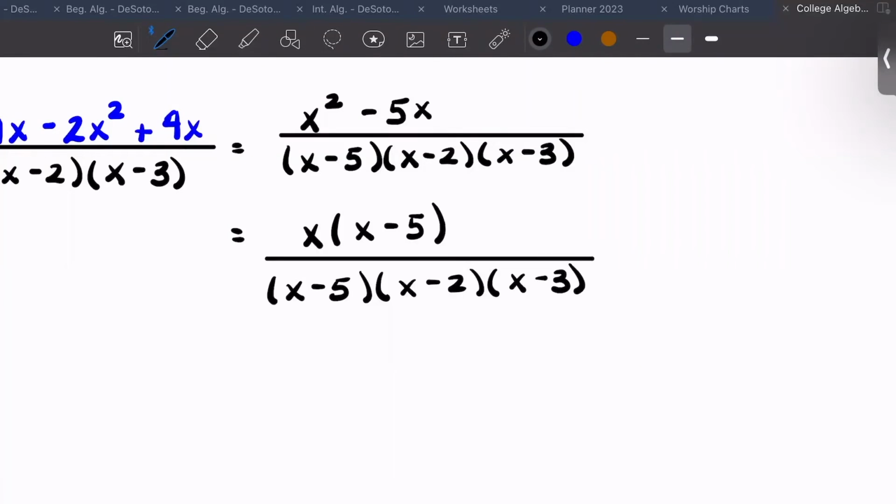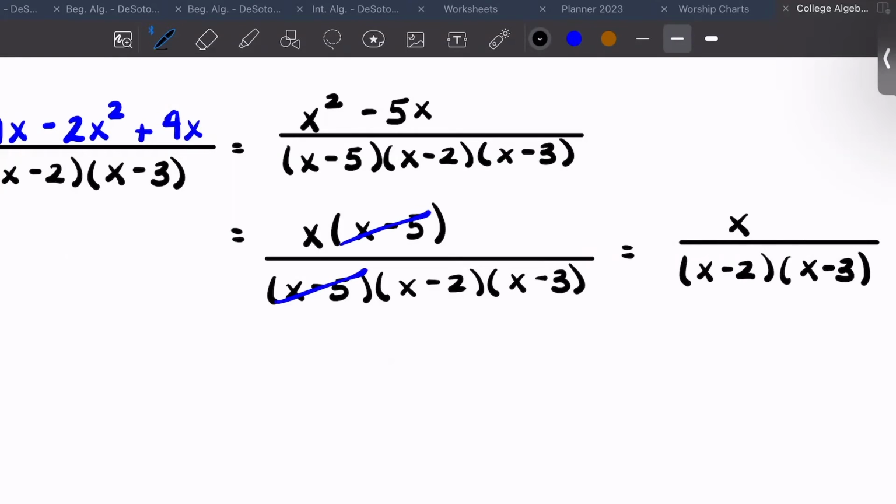Okay. Now, look what we can do. Our x minus 5s can reduce, and we are left with x over x minus 2 times x minus 3. And then you're done.